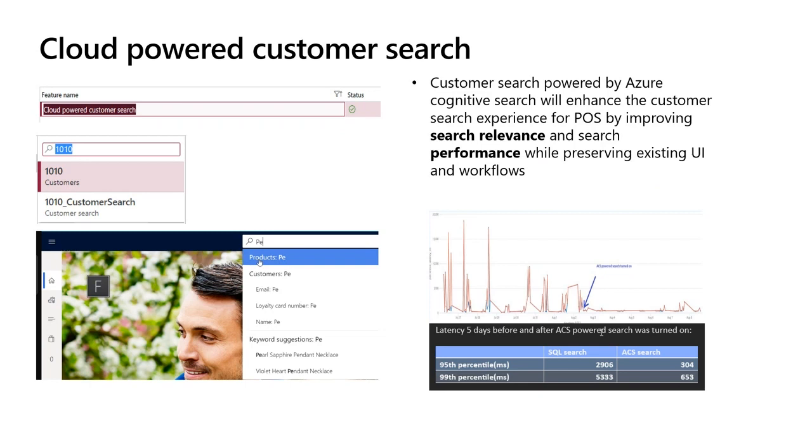Customer search uses Azure Cognitive Service with the help of advanced machine learning techniques to retrieve better search results. Now, how to enable cloud-powered customer search in your environment? First, you can enable the cloud-powered customer search feature in feature management. Then you can initialize the commerce scheduler. As you can see on the screen, a new scheduler job called 1010 customer search appears.